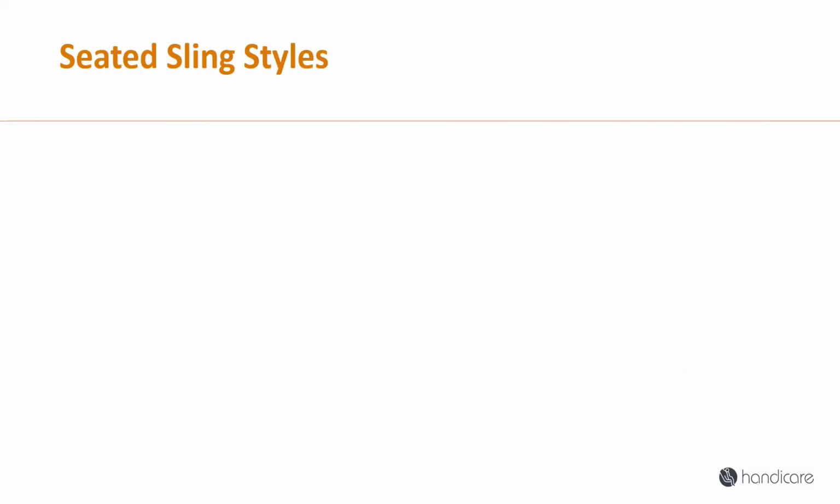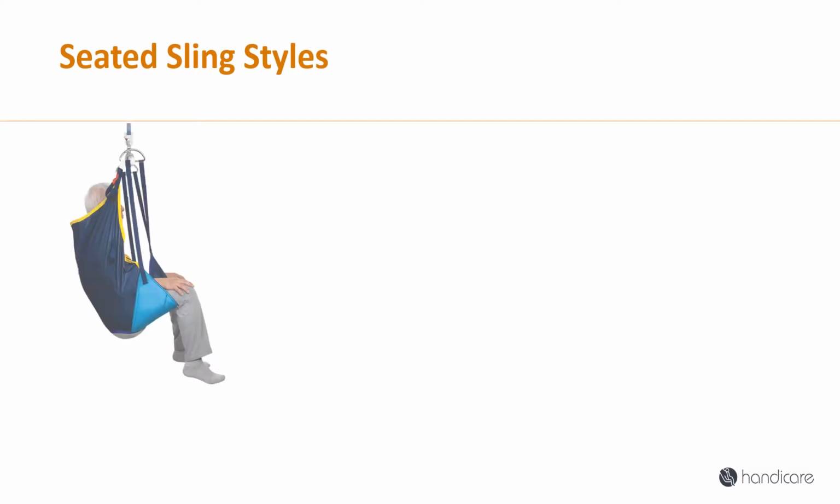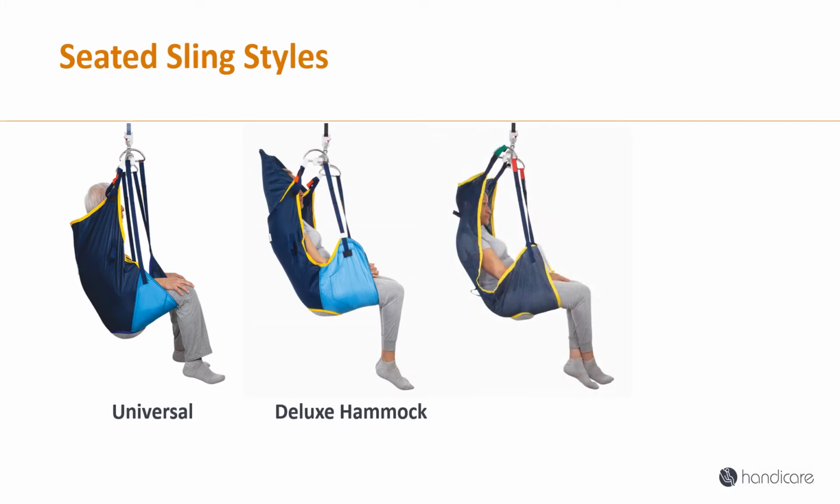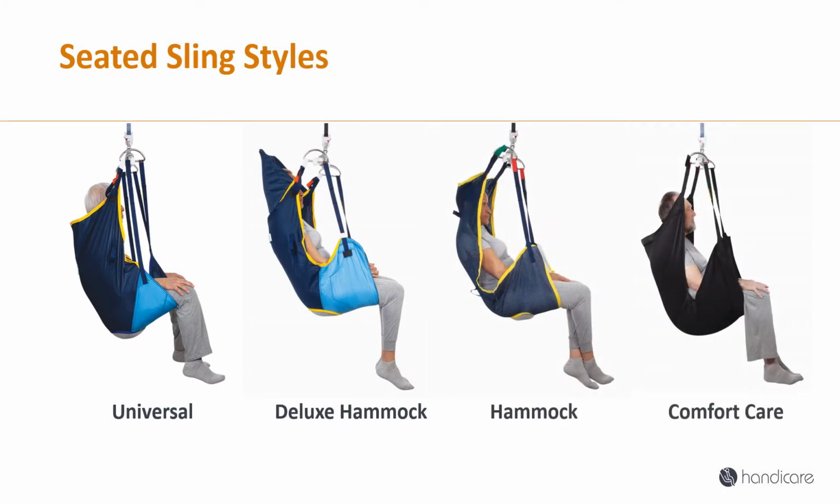Within the seated transfer sling group, there are a variety of styles. We call these slings the universal sling, the deluxe hammock, and the comfort care sling. These multi-purpose seated transfer slings offer varying degrees of support to meet the varying needs and abilities of residents.